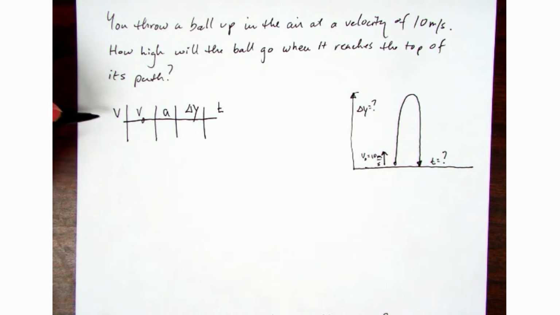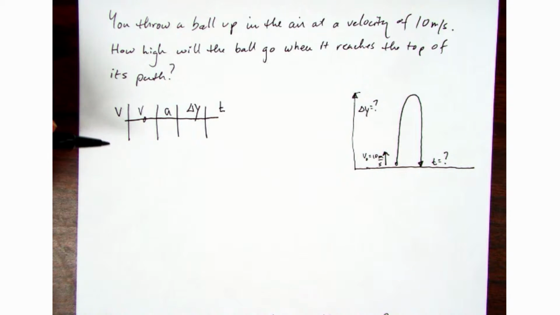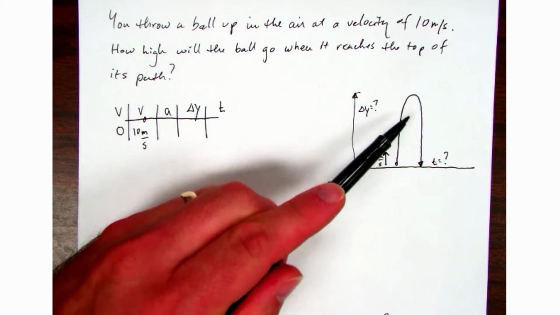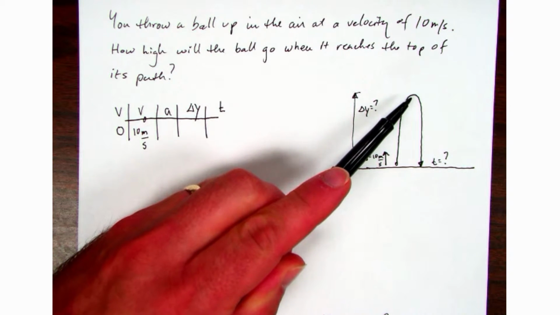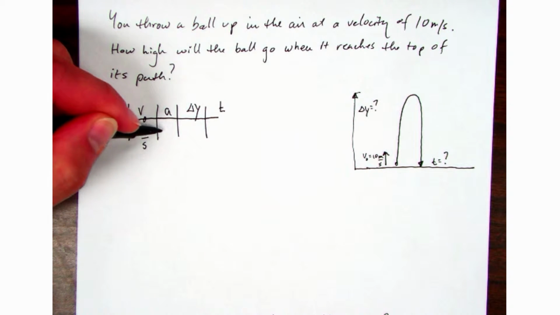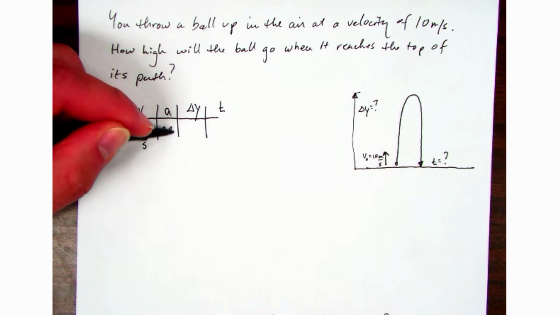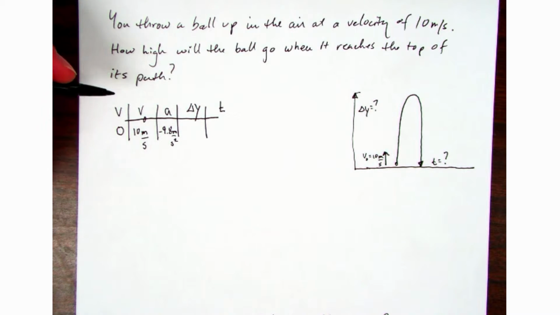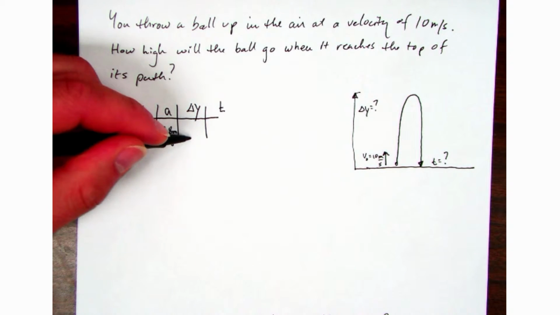I'm going to fill in everything I know before I pick my equation. Okay, so I know that I threw it with an initial velocity of 10 meters per second, and I know that when it reaches the top of its path, it has a velocity of 0. Again, up here it's going to be changing direction. The acceleration is constant, negative 9.8 meters per second squared. And I want to know how high that ball is going to go.